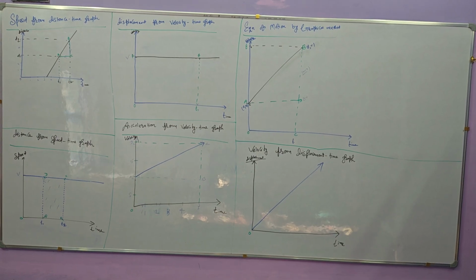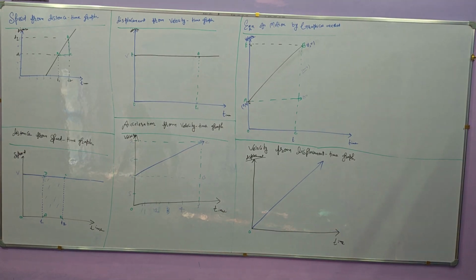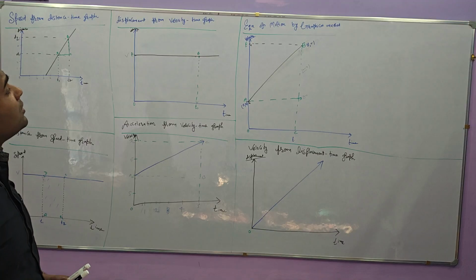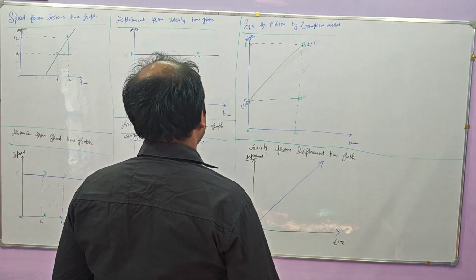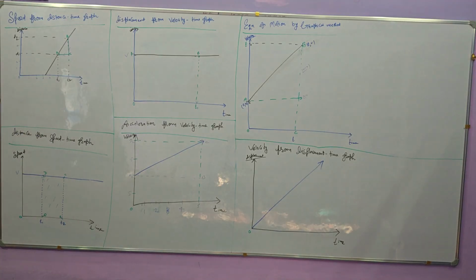Today we have a graphical method to represent speed, distance, displacement, velocity and acceleration and equation of motion. Firstly, we have speed from distance time graph.